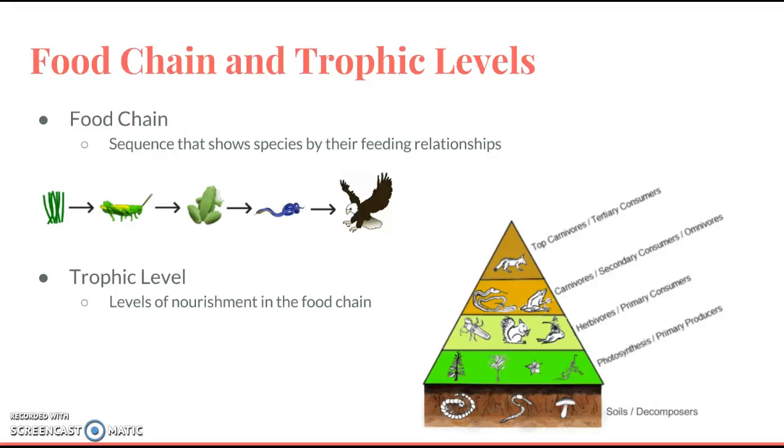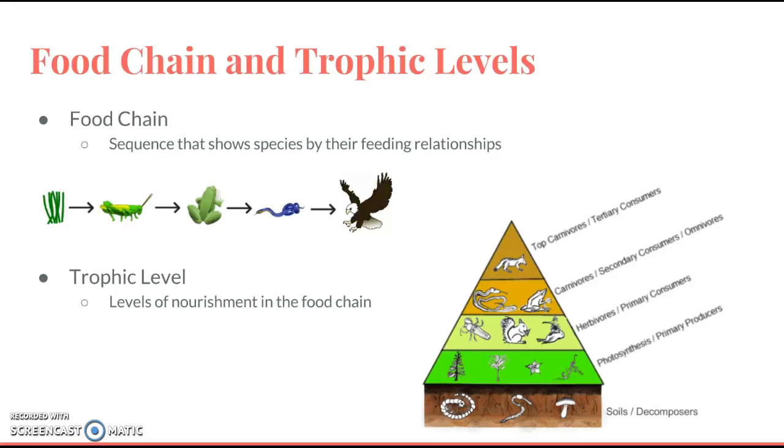And that goes right into the trophic levels, which are the levels of nourishment in the food chain. That's going to be shown on your right. It shows at the very bottom your decomposers and the soils. But we're going to start on the green level, the primary producers. These are going to be your plants that are making their own food through photosynthesis. The next level up are going to be herbivores, and they're the primary consumers, because they're the first ones eating your producers.